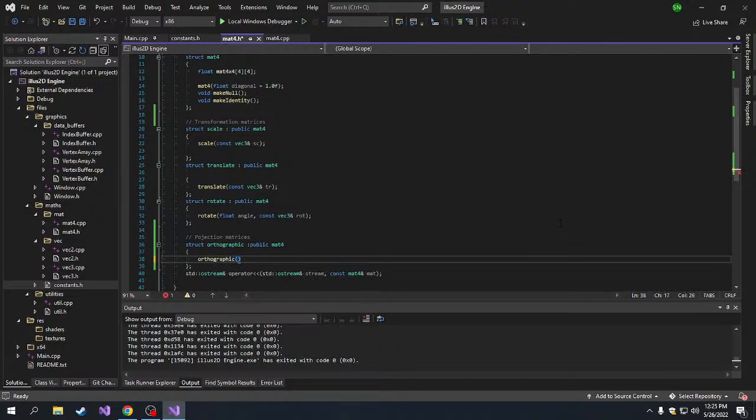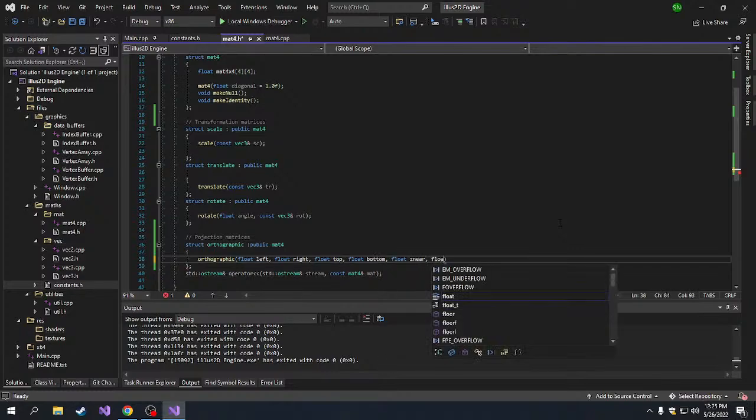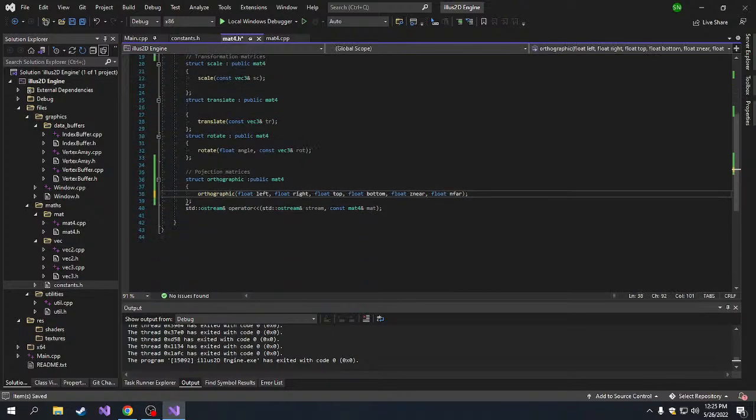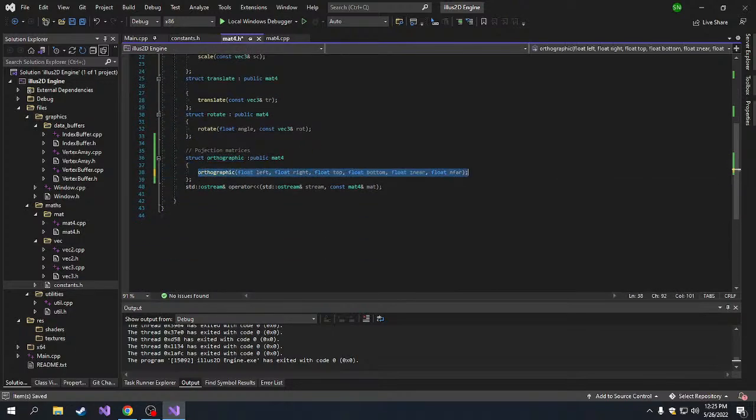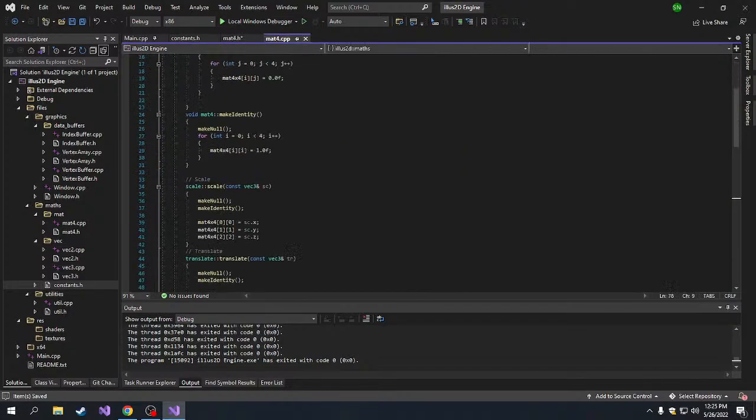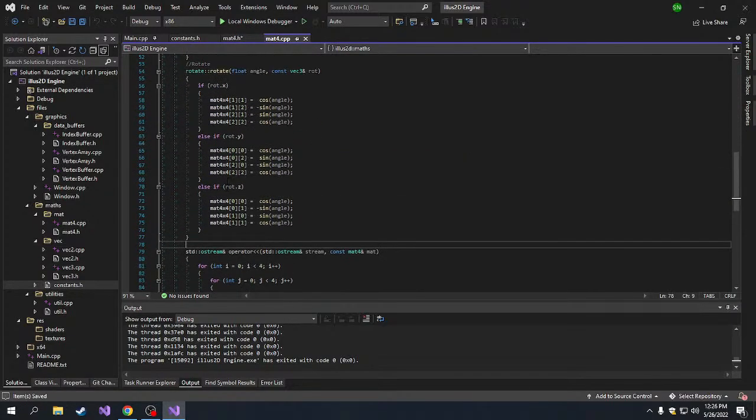Orthographic, it's going to have a couple of parameters. An orthographic projection needs a float left, float right, float top, float bottom, float z near, and float z far. Quite some parameters, I know.